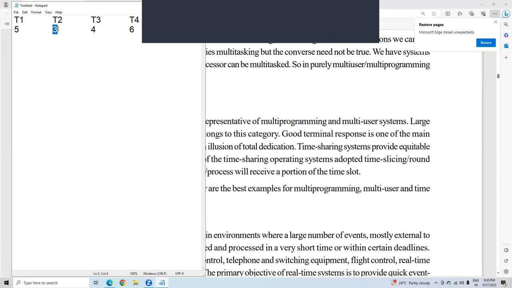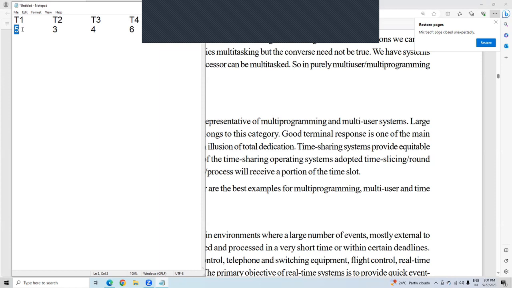The second task is executed for 3 milliseconds. If work is still pending in T2, no problem. It goes directly to T3, which is executed for 4 milliseconds. After that, it switches to T4, which is executed for 6 milliseconds. Then it comes back to T1, continuing where it left off, for the next 5 milliseconds. In that time the task may or may not complete. Immediately after that, it goes to task T2.